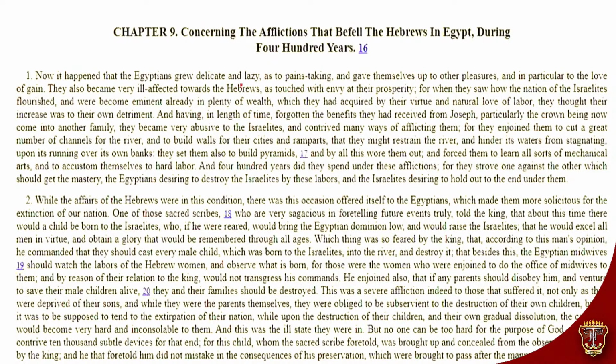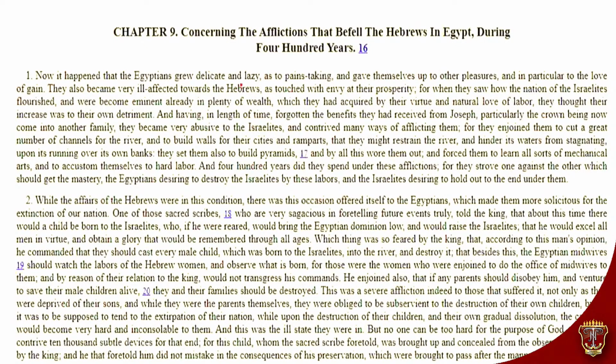But no one can be too hard for the purpose of the Most High. Though he contrived 10,000 subtle devices for that end, for this child, whom the sacred scribe foretold, was brought up and concealed from the observers appointed by the king. And he that foretold him did not mistake in the consequences of his preservation, which were brought to pass after the manner following. So it said we're done with that.